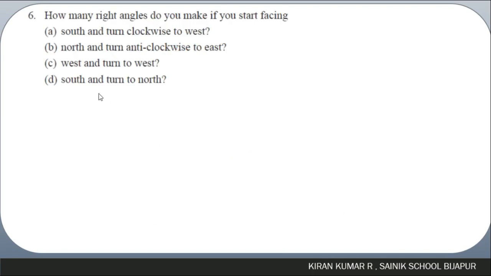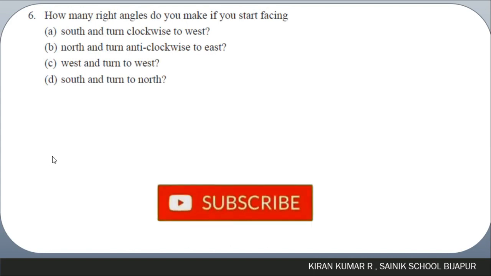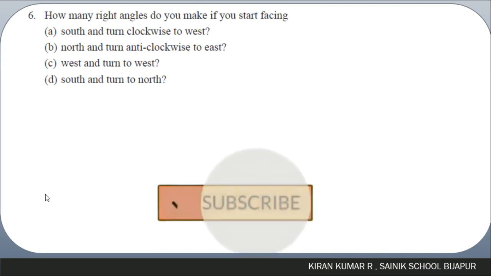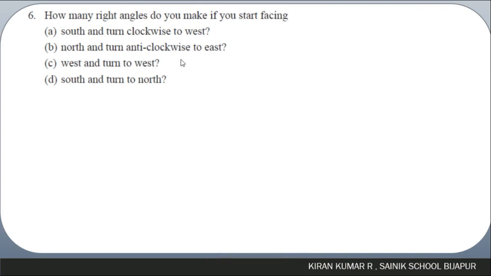Question number 6. How many right angles do you make if you are starting facing south and turn clockwise to west, facing north and turn anti-clockwise to east, facing west and turn to west, from south turn to north?